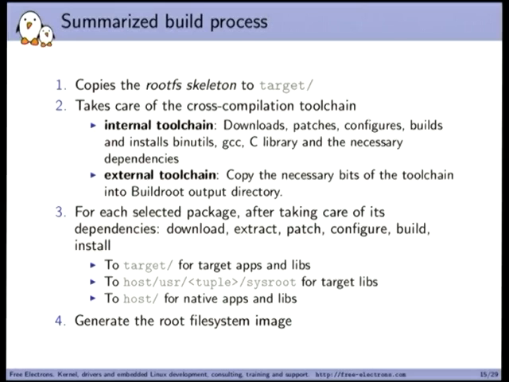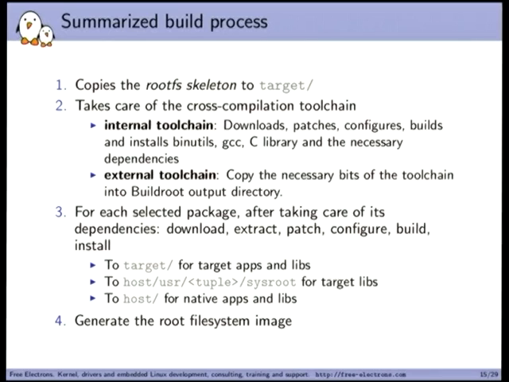So the build process is pretty simple. Of course, if you go into the details, it's a bit more complicated, but the overall overview of the build process is quite simple. Buildroot starts by copying what we call the root file system skeleton to the target directory. So the root file system skeleton is just like an empty root file system. It is just like etc and bin and lib, completely empty, just a bunch of config files in etc, and that's pretty much it.